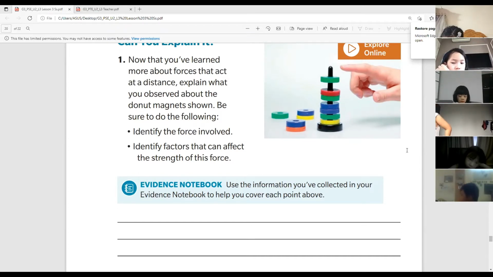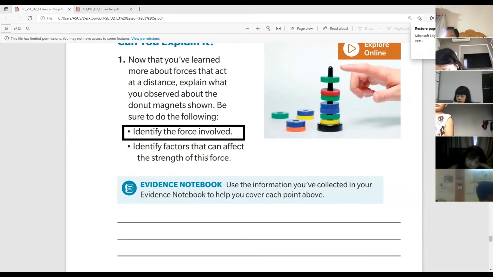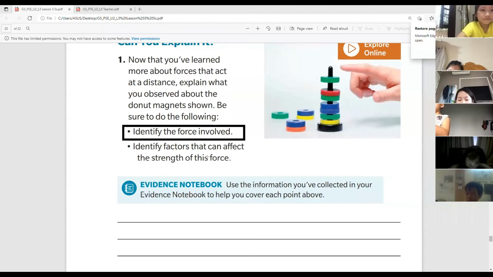The magnet has two poles. They are the N and S. If the poles are different, the magnet will attract. If the poles are the same, the magnet will repel. The force involved is magnetism. Force is stronger when more magnets combine.